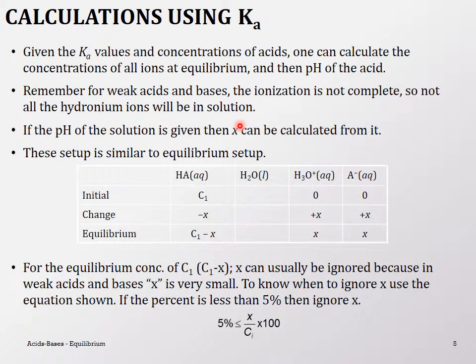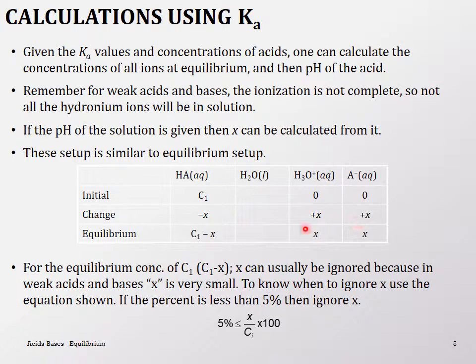So the calculations regarding Ka will be the same as you did before with the equilibrium constants. If you're given the Ka value and the concentration of acids, you can calculate the concentration of all the ions at the equilibrium, and of course then the pH of the acid. If the ionization is not complete, you're going to have a little bit of everything remaining in there during the progress of the reaction, which means that you will have an equilibrium and you will have all the three ions present, unlike if you have complete dissociation going on.